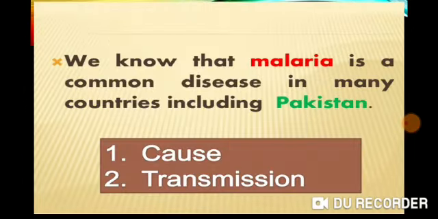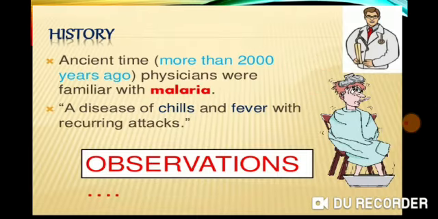So we know that malaria is one of the most common diseases in many countries, including Pakistan. Malaria is caused by the Anopheles mosquito, and people who use nets and mosquito killers are less prone to it, and it is transmitted through blood. It is also a type of fever. So let's further discuss it.